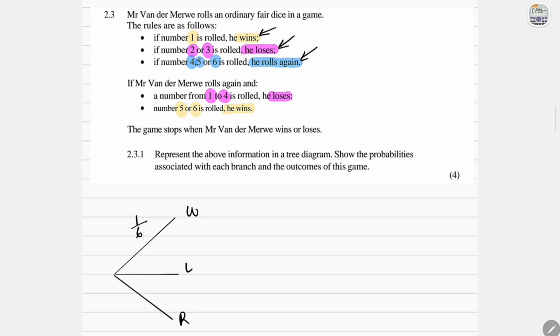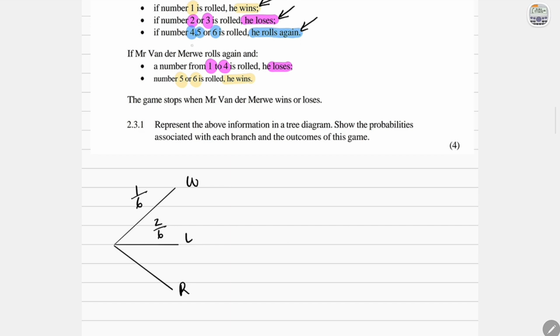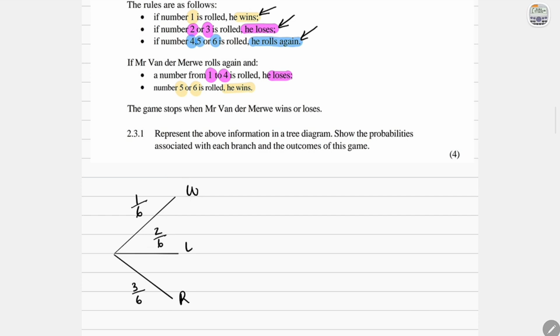And then losing. He loses if it lands on 2 or 3. That's 2 numbers, okay? So that means he has a 2 over 6 chance of losing in the first roll. So 2 over 6. And then if he gets 4, 5, or 6, that's 3 numbers. So that's 3 over 6. Then he must roll again. And then they speak about what happens when he rolls again.